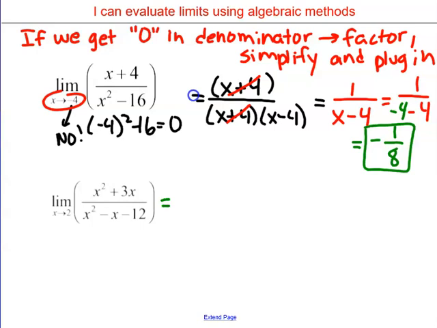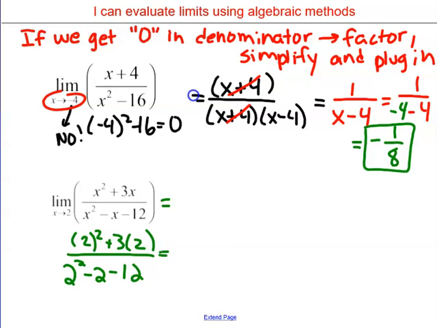Okay, so I'm going to try this again. Again, if I started out here, I would go 2 squared plus 3 times 2. Try this to begin with, because if it works, great. But in this case, we get a denominator of 4 minus 2, oh, actually, this is fine. 4 minus 2 minus 12. So this is okay as it is, so we don't need to factor it.